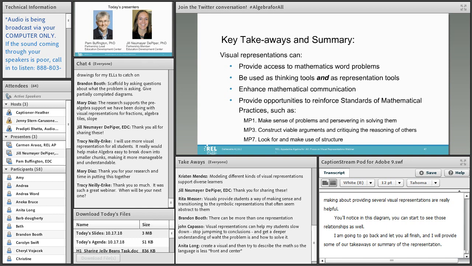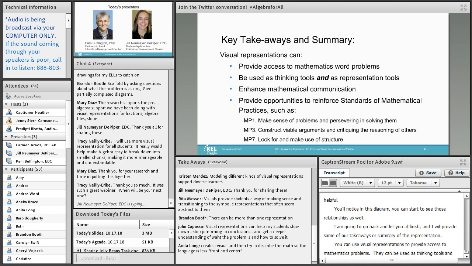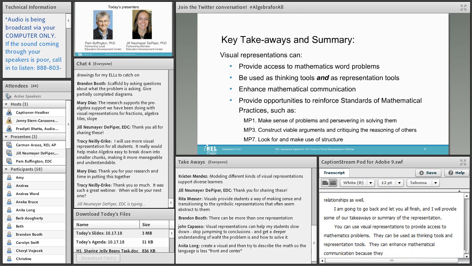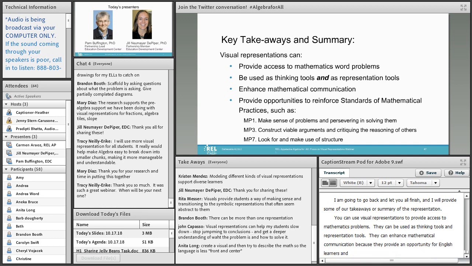You can use visual representations to provide access to mathematics problem solving. They can be used as thinking tools and representation tools. They can enhance mathematical communication because they provide an opportunity for English learners and low literacy students to recognize relationships that exist within the problem and can then start to develop that relationship through focusing on and gesturing with the representation.